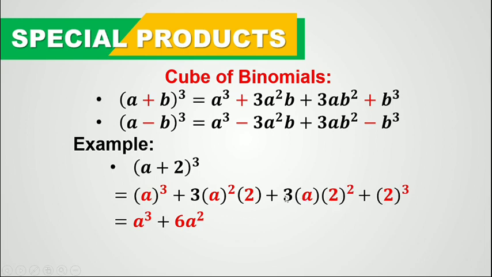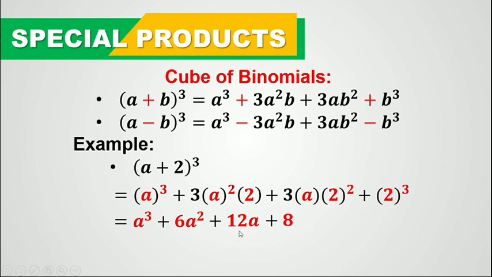And then times 3a, so that's 12a. And then plus 2 cubed, that's 8. So therefore, this is now the answer for this particular given. So the quantity of a plus 2 cubed, the answer is a cubed plus 6a squared plus 12a plus 8.